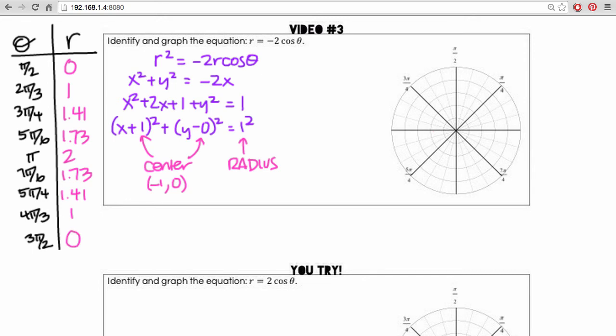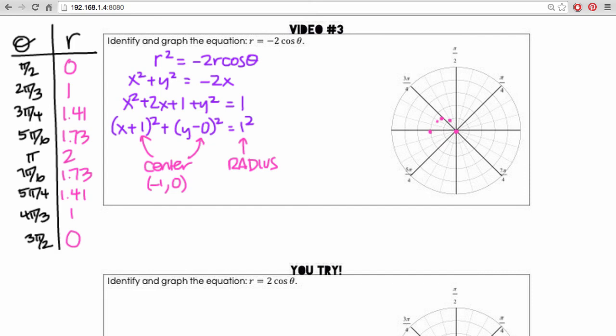Now, we're going to take these coordinates and plot them on the polar grid to the right. And so we're going to start out with pi on 2, 0, and then you've got a point at 2 pi on 3, 1. And then you've got 3 pi on 4, 1.41. And at 5 pi on 6, you get approximately 1.73. At pi, you're at 2.